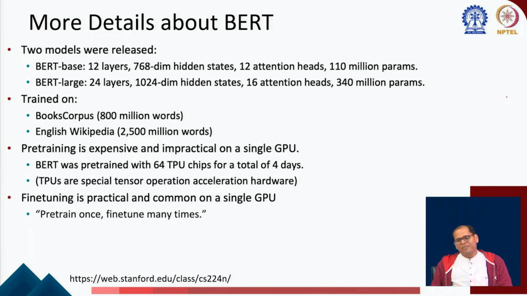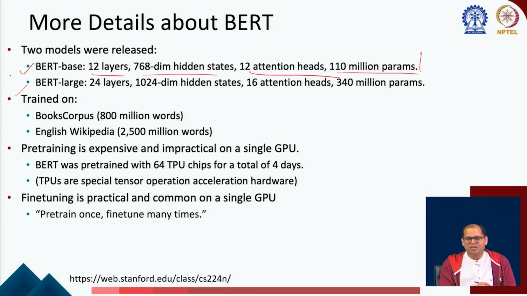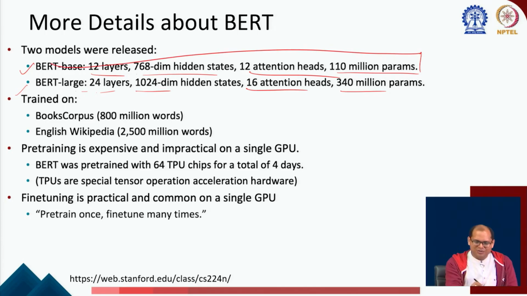Okay. So finally, after pre-training, they had two models that they released: BERT base and BERT large. BERT base had 12 layers, 768 dimension hidden states, 12 attention heads, and 110 million parameters. This was the most popular model. BERT large had 24 layers, 1024 dimension hidden states, 16 attention heads, and 340 million parameters. Now it may be a good exercise for you to see if you can get this 110 million parameters. The hint is that you use the same formula.